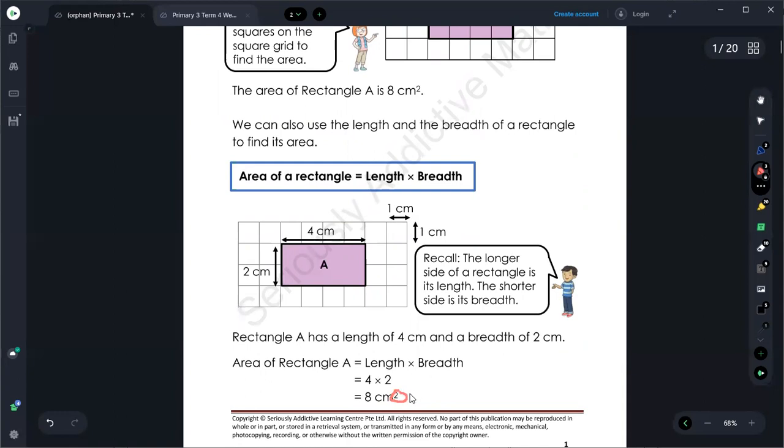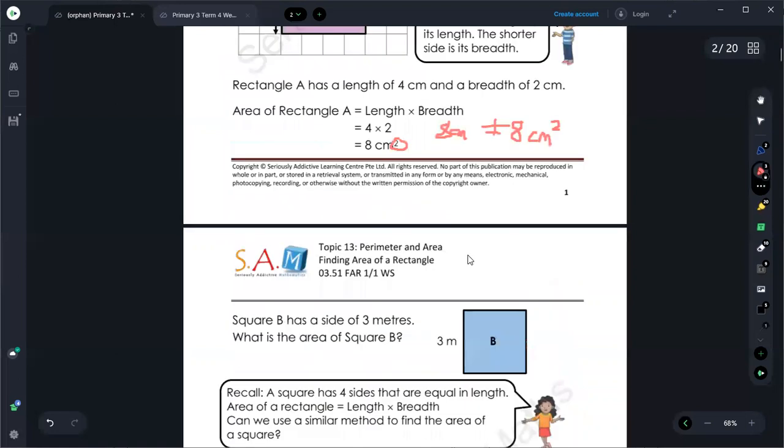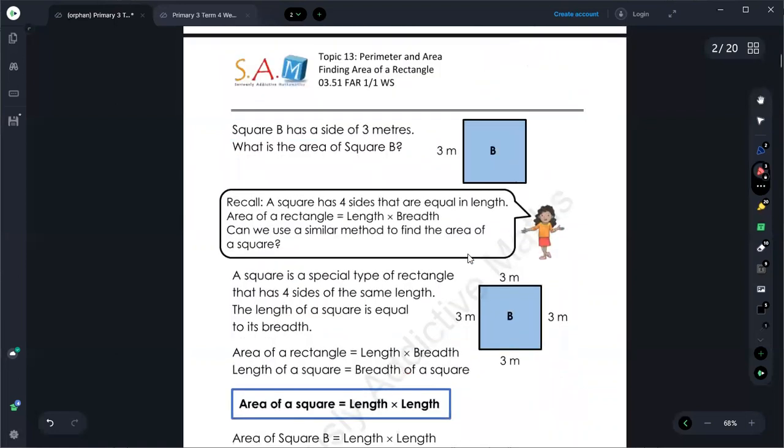Make sure they put the square, and you have to emphasize to them that 8 cm is not the same as 8 cm square. When they are asked about areas, they must always have that square because it represents two dimensions, length and breadth.